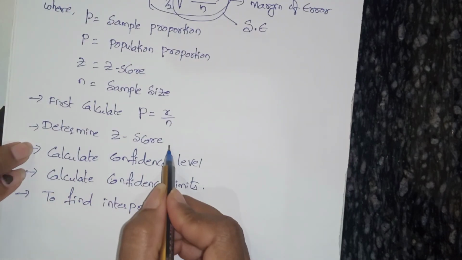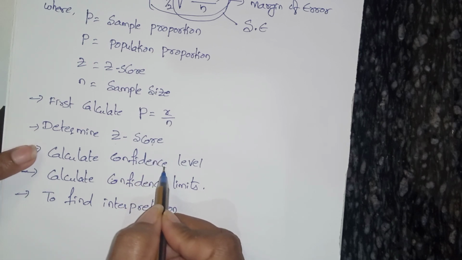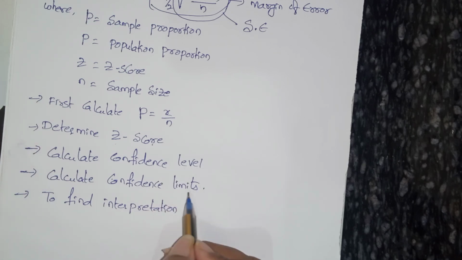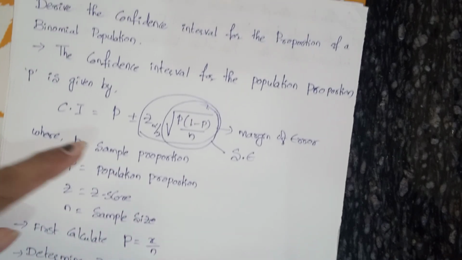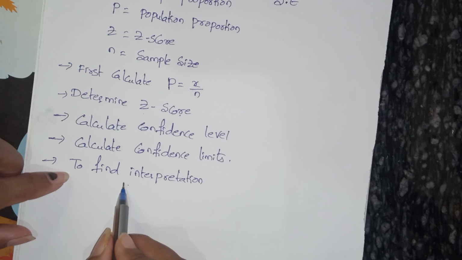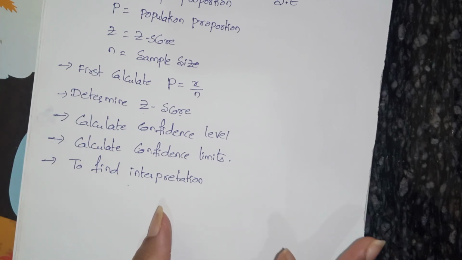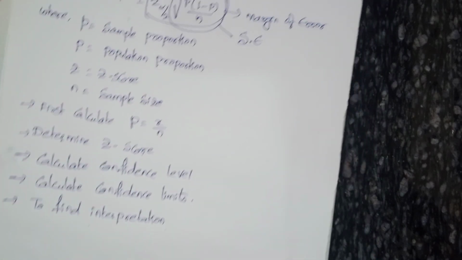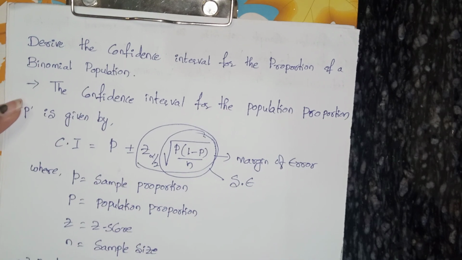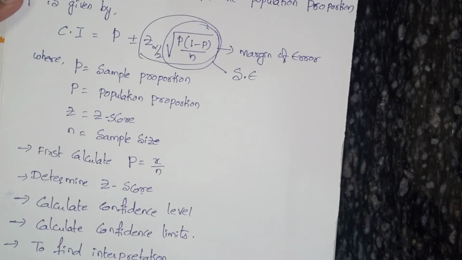See here, we fix the level of significance. Here we calculate the confidence level, that means at Z alpha by 2 we calculate. Limits in the sense what? This one, plus or minus, we keep all the values here, and finally we calculate the values. Upper limit and lower limit values we find out. So this is about deriving the confidence interval for the proportion of the binomial population.